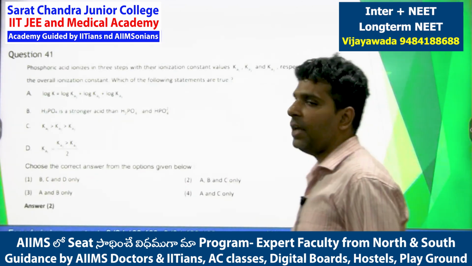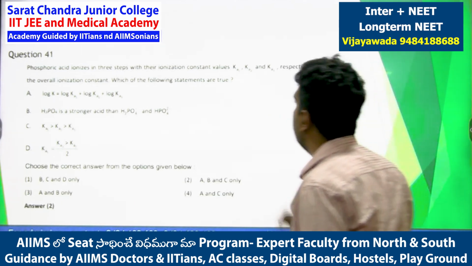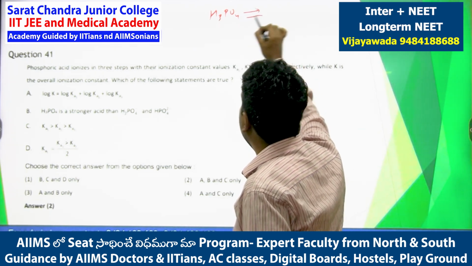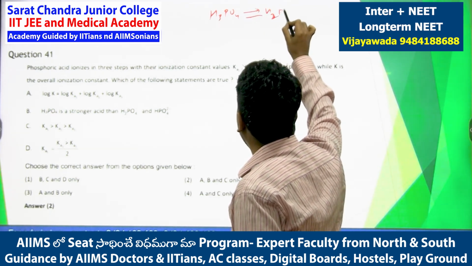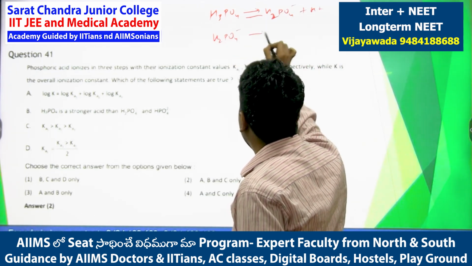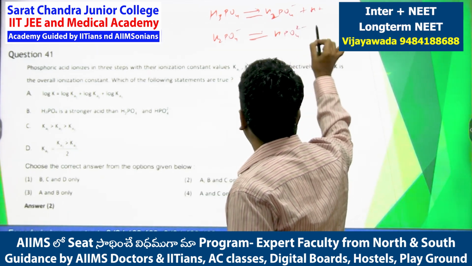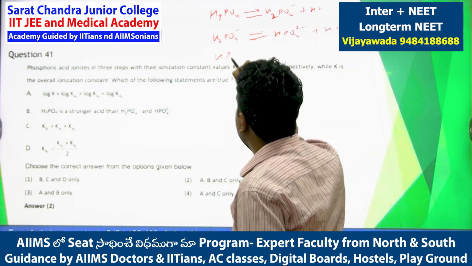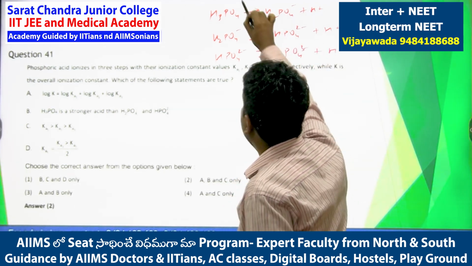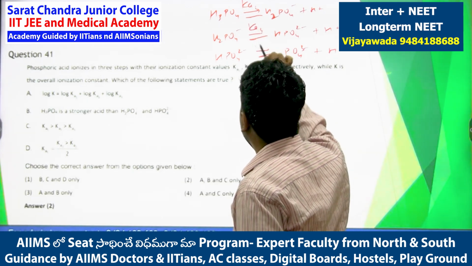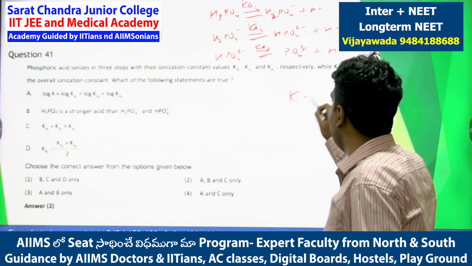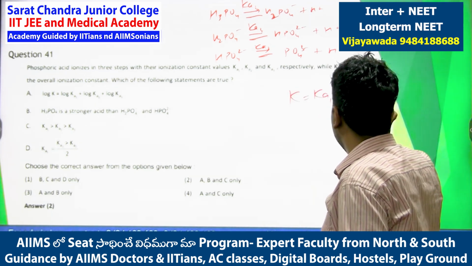Next question. Phosphoric acid ionizes in 3 steps with ionization constant values Ka1. So phosphoric acid H3PO4 will ionize in 3 steps. First of all, it will give H2PO4 minus. Then H2PO4 minus will further ionize to give HPO4 2 minus. Then HPO4 2 minus will further ionize to give phosphate ion PO4 3 minus plus H plus. So the dissociation constants are Ka1, Ka2, Ka3, and the overall ionization constant is K. So K will be equal to Ka1 into Ka2 into Ka3.